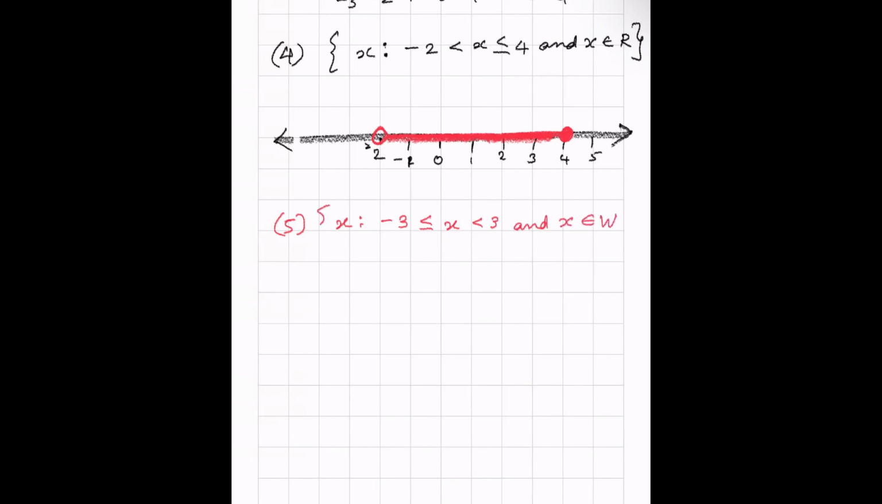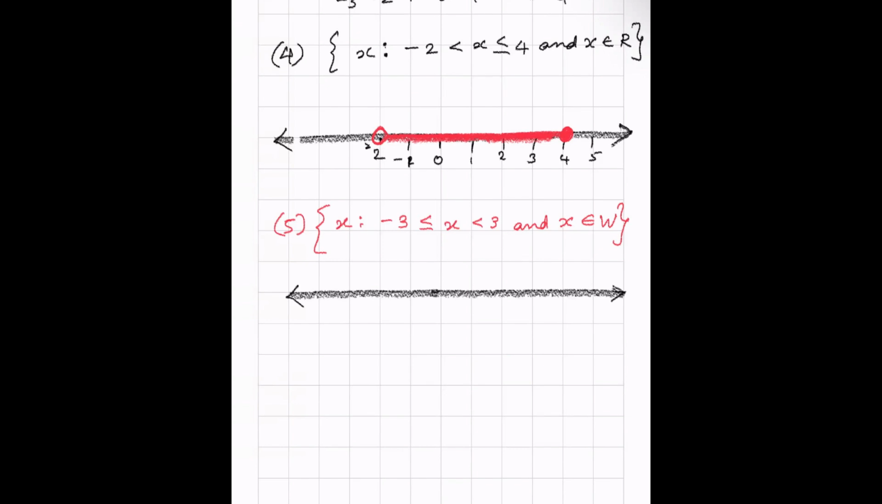Okay, look at this. W is whole numbers. Do you think negative 3, negative 2 are part of whole numbers? No, ma'am. They are not. So that is what they are tricking you. You should be smart enough to understand it's not part of whole numbers.